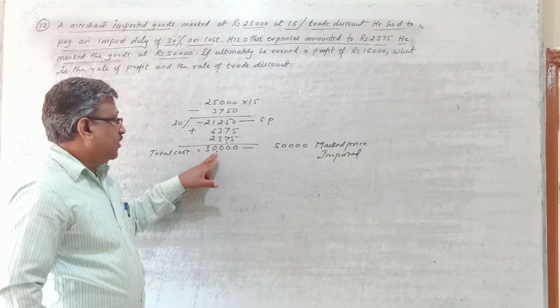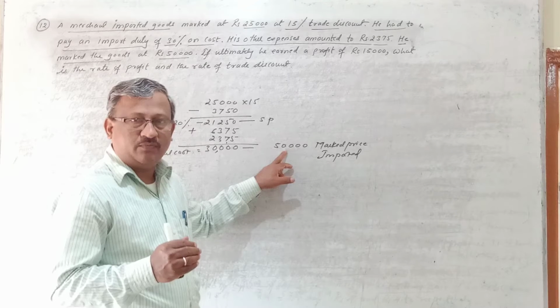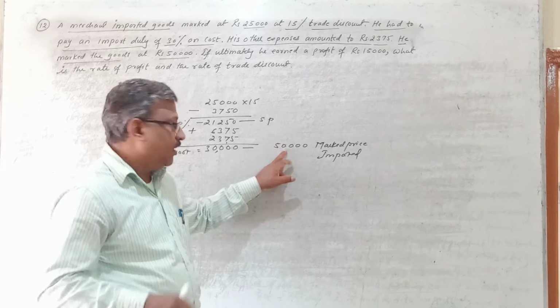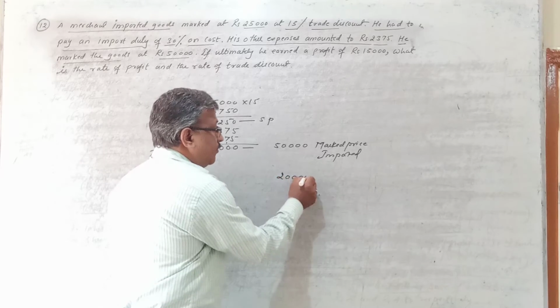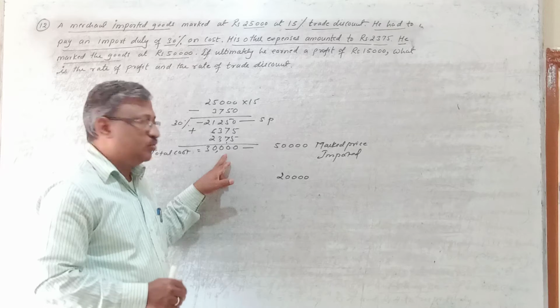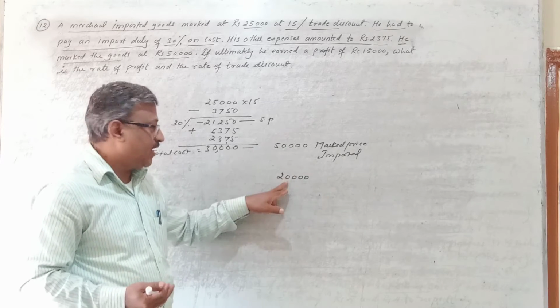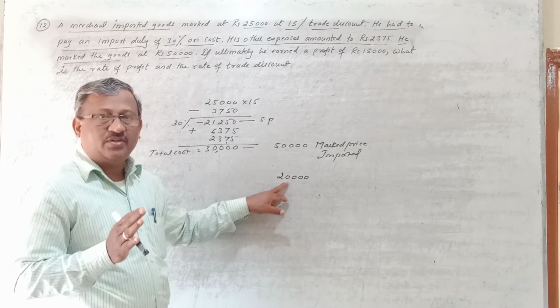Now suppose the 30,000 rupees goods, if you would have sold for 50,000 rupees only, without giving any discount, how much profit would he have got? 20,000 rupees profit he would have got. Goods costing 30,000 sold for 50,000, naturally he would have earned 20,000 rupees profit. But he is not getting 20,000 rupees profit here.